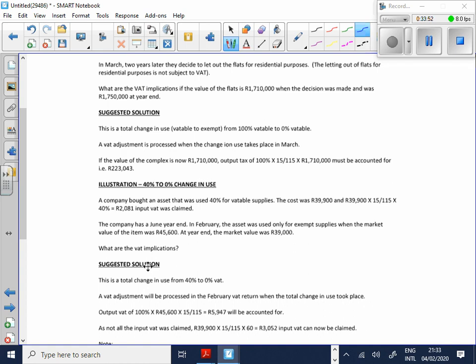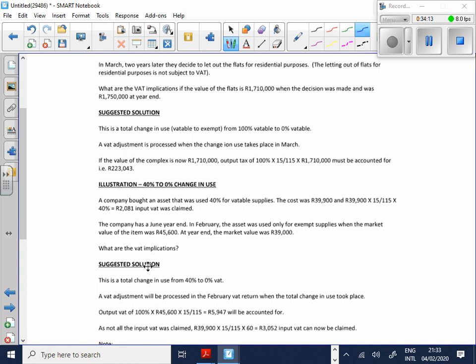Are you guys comfortable? So not all changes in use follow that percentage table. Where you've got a less than 100% change in use for this, remember you sometimes need to charge output at 100% and claim the remainder of the input. And that's what causes trouble in an exam.